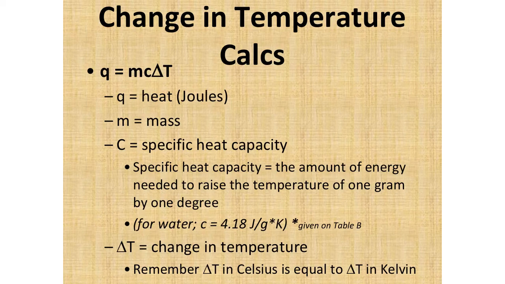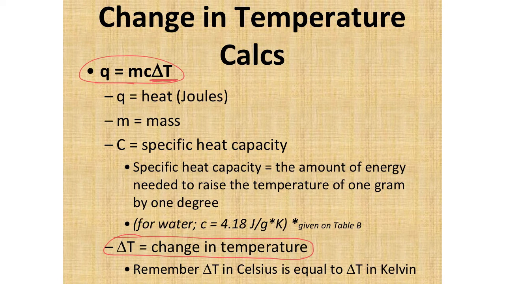Hello, in today's video, we are going to be looking at our third heat calculation. So it's Q equals mc delta T. We will use this one when we have a change in temperature. So that's going to be the easy way to pick this one out.